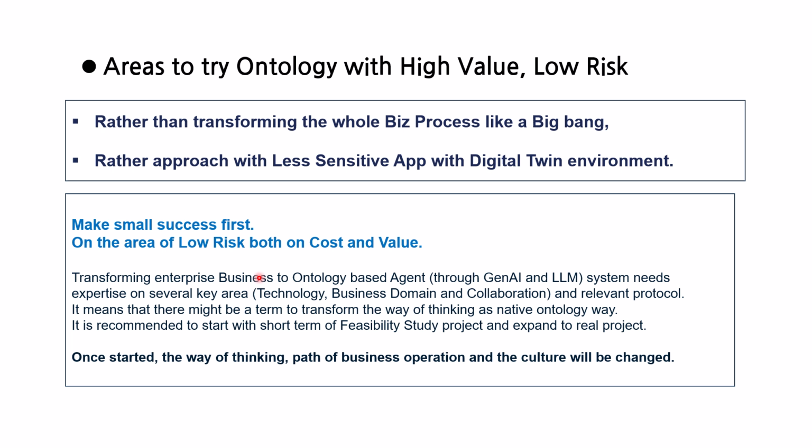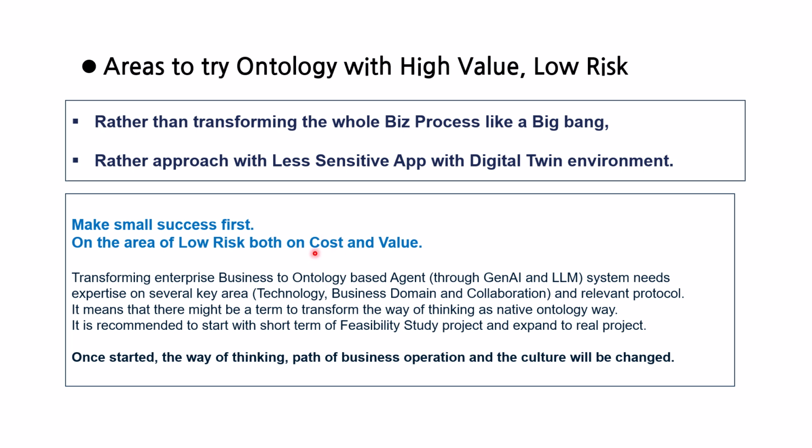So what is important is which area we implement first, and how we approach it: a big bang or step by step. Rather than the big bang type, we approach with less sensitive applications and lesser risks, for example digital twin systems. We have to make sure we first make success in a small business area. That is the way to take low risk and low cost.